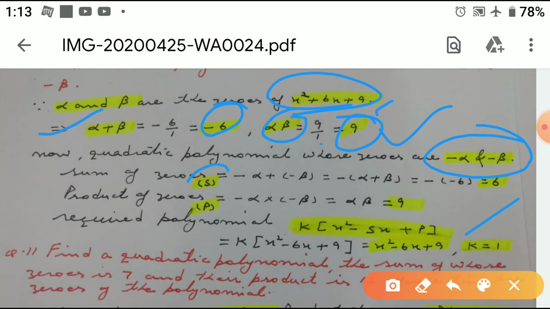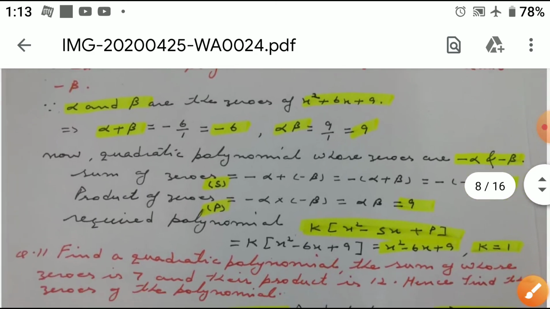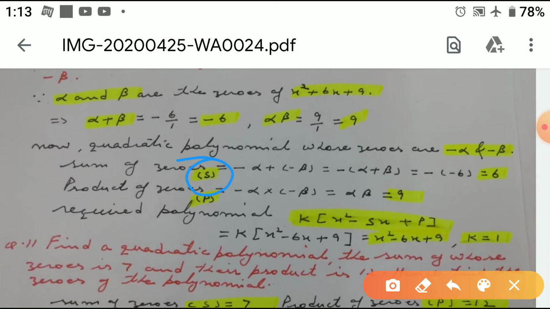So sum of zeros, that is s, is minus alpha plus minus beta. So we take common minus alpha, in bracket we have alpha plus beta. So alpha plus beta value is minus 6 from this. So we put the value of alpha plus beta here. It becomes minus of minus 6, which is plus 6. Now product, that is p, minus alpha into minus beta is alpha beta. The value of alpha beta is 9 from here. Clear? So the value of s is 6. The value of p comes 9.